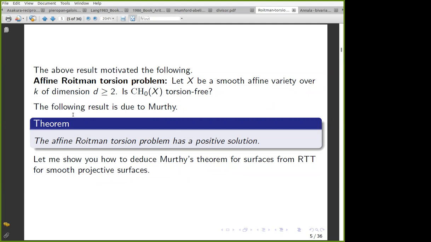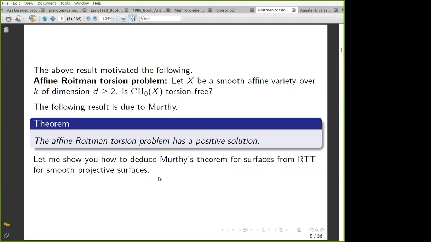The following result is due to Murthy, and it says that the affine Roitman torsion problem has a positive solution. Remember that this is for a smooth affine variety. So in particular, if you take a smooth affine variety over an algebraically closed field of dimension at least 2, then the Chow group of zero cycles has no torsion. And it has a lot of very non-trivial consequences, as Murthy himself proved.